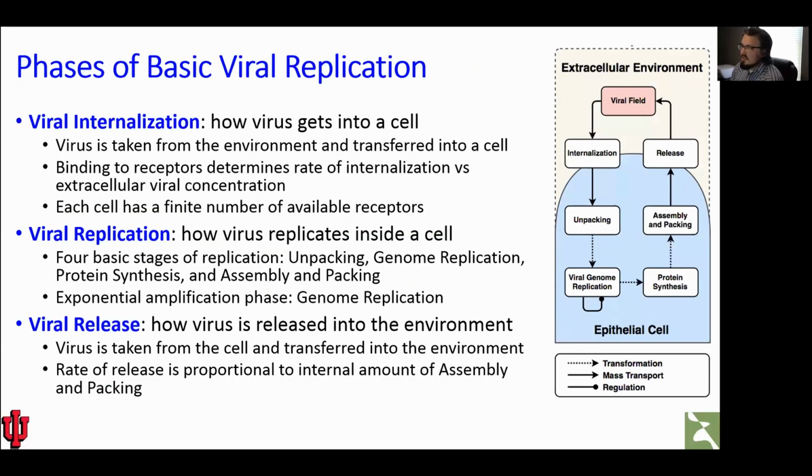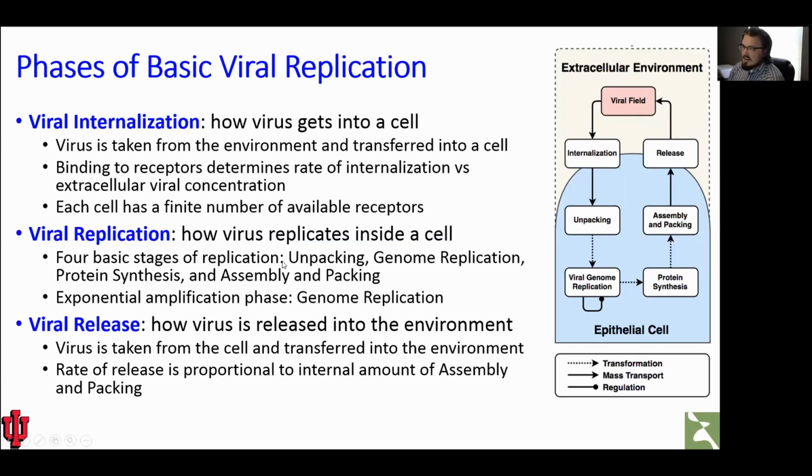Now, to represent the basic processes of viral replication, we have 3 stages. As discussed before, there's the event of virus getting into a cell, and this is modeled as being proportional to the number of receptors available on a cell's surface, as well as the amount of extracellular virus that a particular cell is exposed to.